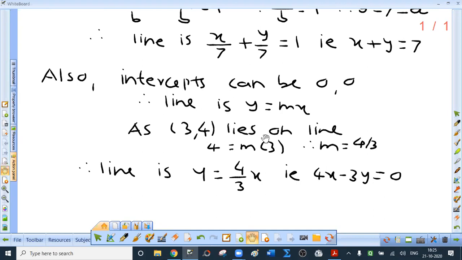Now (3, 4) lies on the line, so m is 4 by 3. So what is the equation of the line? 4x minus 3y equal to 0. Write down.